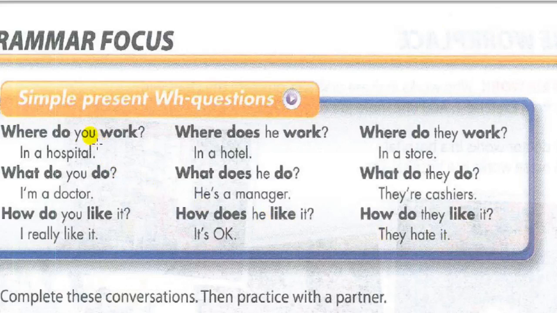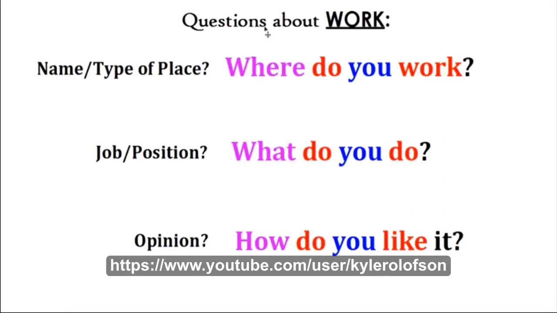So in this question, you make a WH question in the simple present. You start with a question word: where, what, how. Then do or does: do with you, we, they, I, then the main verb. Question word, where, what, how, does, he, she, it, main verb. The main verb is the infinitive. These are questions about work.